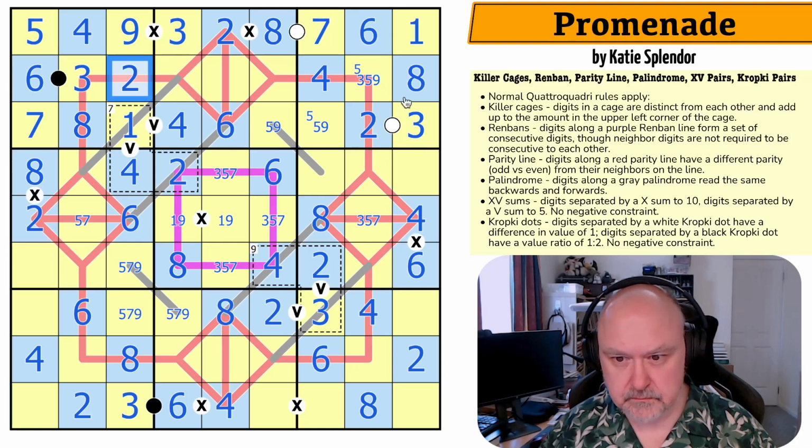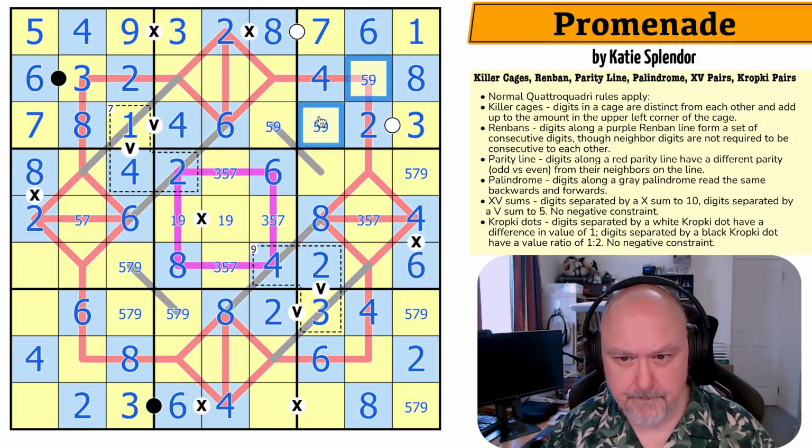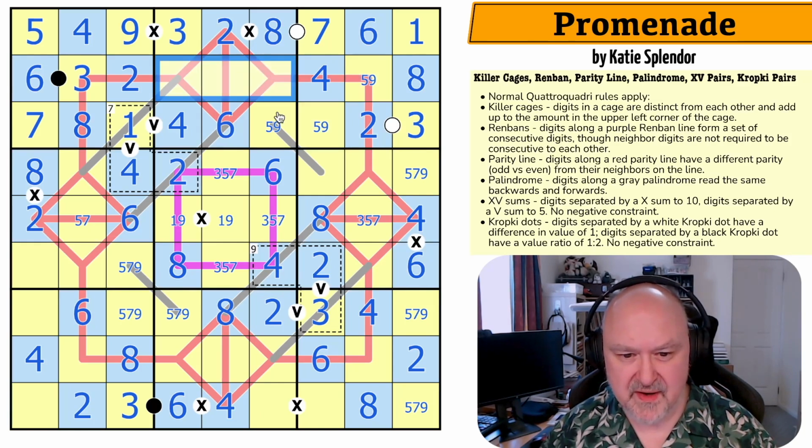So these are 5, 7, and 9, because I've already got 1, 3 in the column. There's no 3 there. This is just a 5, 9 pair. 1 and 7 are in there. I don't think that's it.